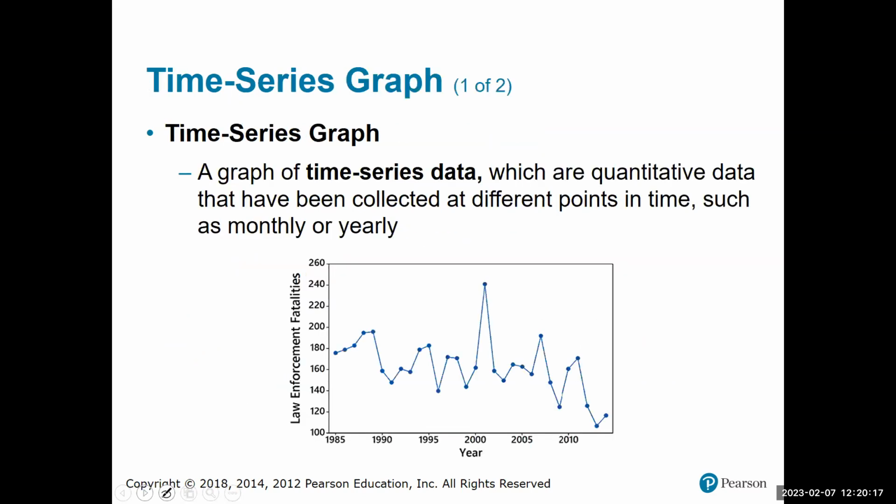All right, a time series graph, right? It's used for quantitative data again, that's been collected at different points in time, such as monthly or yearly. So a lot of times we'll look at the stock market or housing prices or different things with a time series graph. And it shows you how, in this case, law enforcement fatalities have changed over the years. So 2001 looks like it was a really bad year. There were 240 law enforcement fatalities. And then whatever this is, let's call this 2017 or something was a really low year, right? We didn't have very many at all. And so we can see over time how the data is changing.